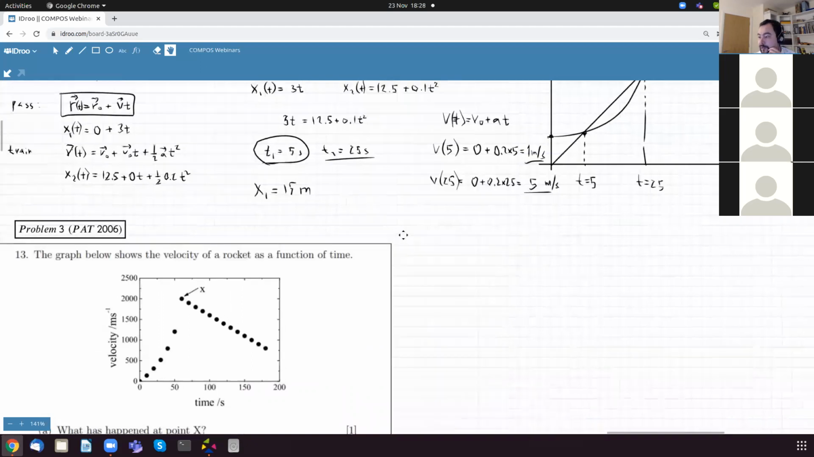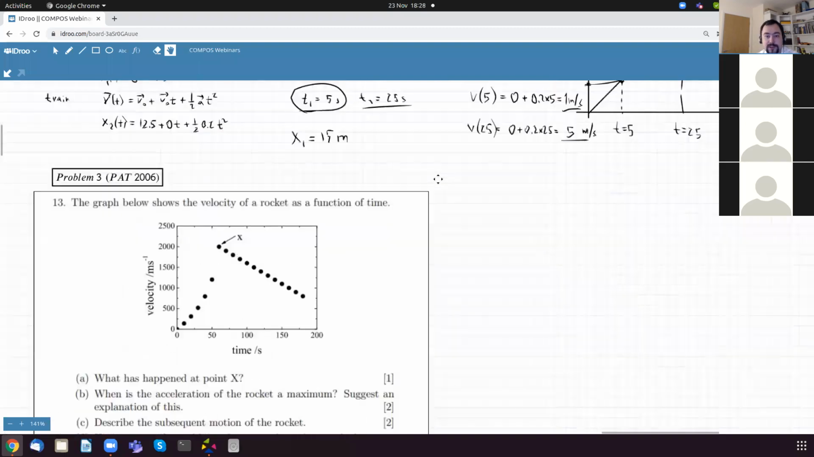No, the initial velocity of the train is 0.24. Yes, 0.2 times 25 is 5.